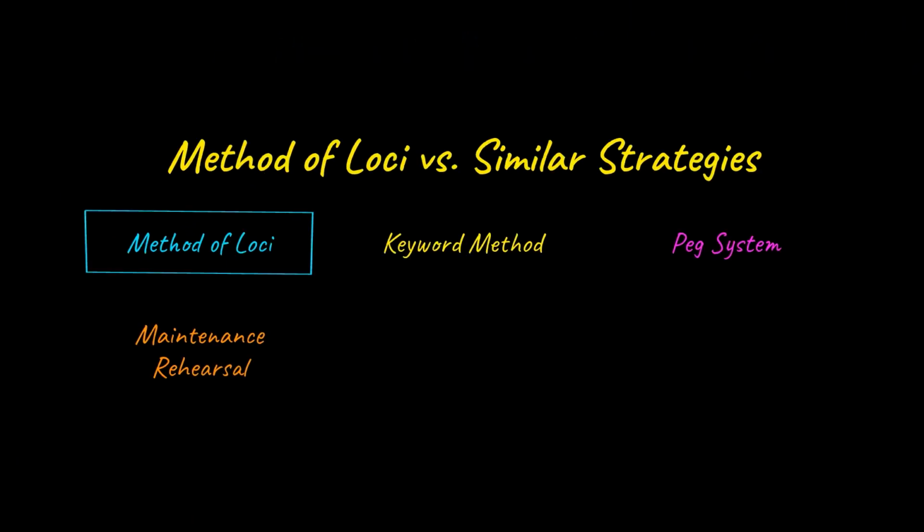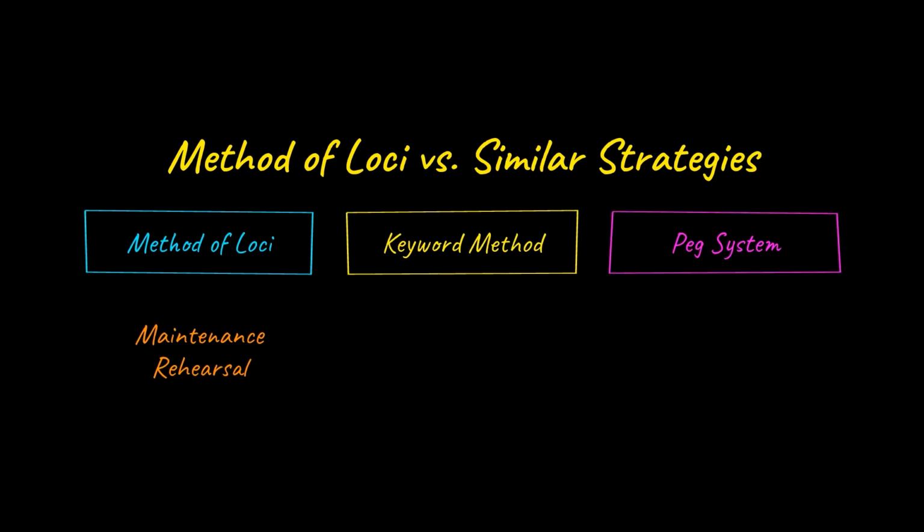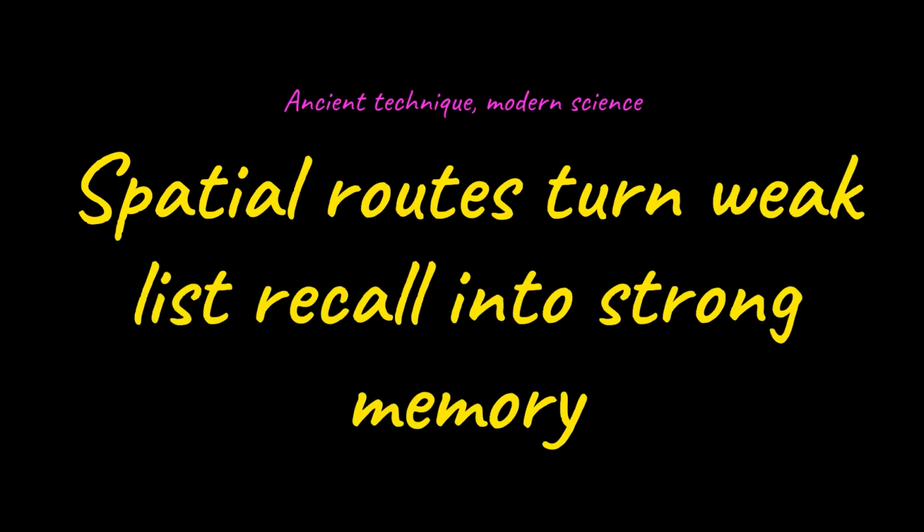Don't confuse the method of loci with related strategies. The keyword method links foreign words to similar sounding English words. The peg system hooks items to number rhyme pairs. Maintenance rehearsal simply repeats material in short-term memory without producing strong long-term encoding. Traced back to the poet Simonides of ancient Greece and validated by modern memory research, the method of loci remains uniquely effective. When an exam stem describes mentally walking through rooms and placing items at specific spots, that is your signal. Method of loci.